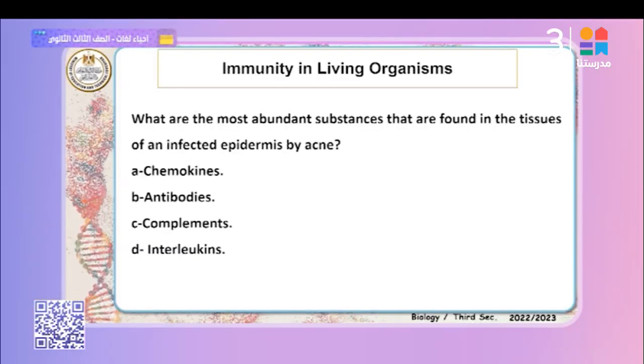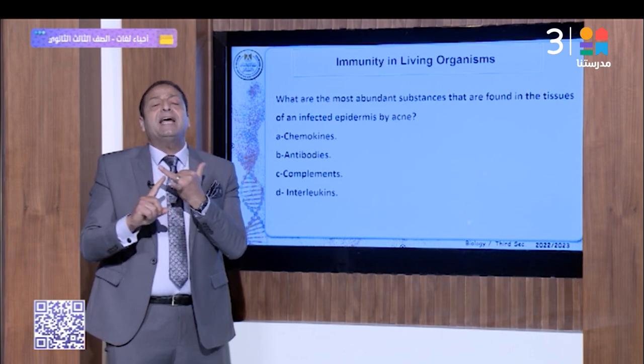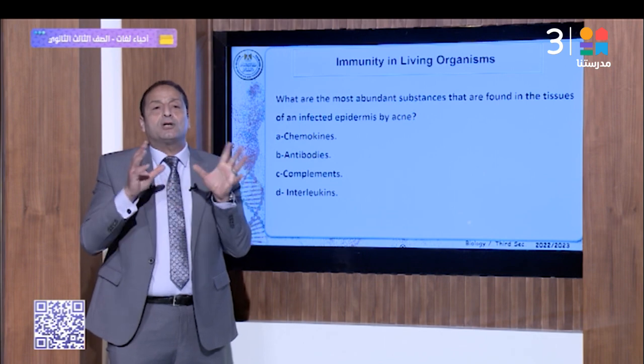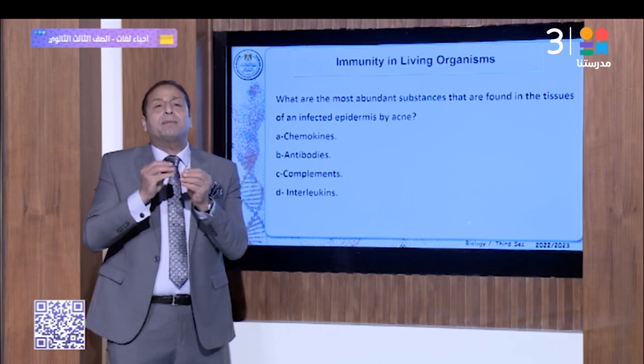Again, this question: what are the most abundant substances found in the tissue of an epidermis infected by acne? Chemokines, it is the best answer. Why? To recruit the macrophages to the site of infection. Antibody? No. The antibody has many mechanisms. Number one, neutralization. It's specific for destroying the virus, and prevents reproduction.